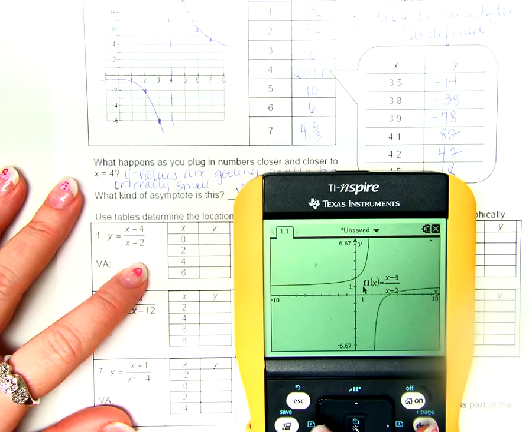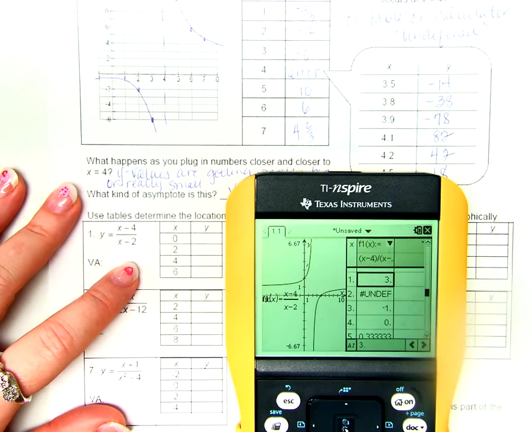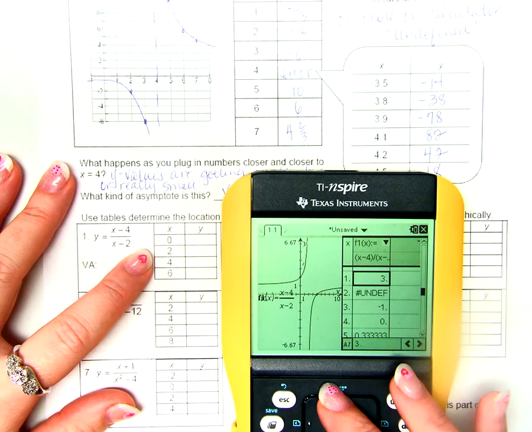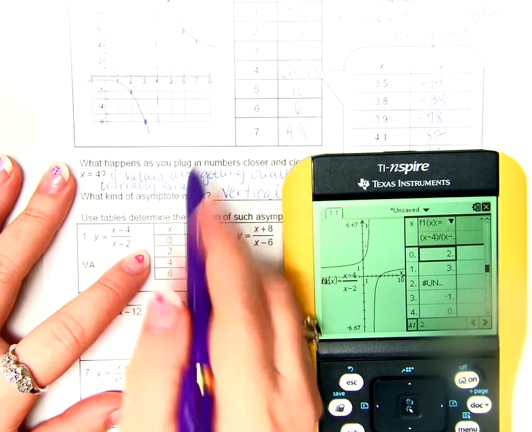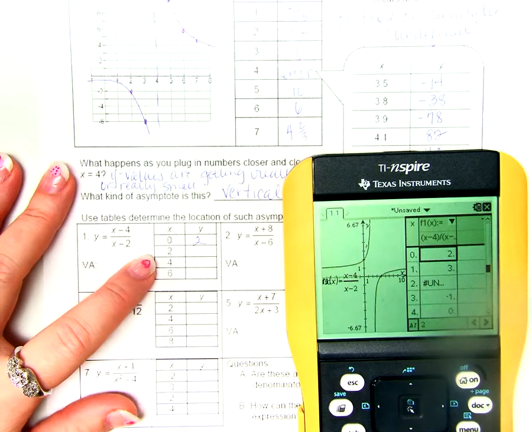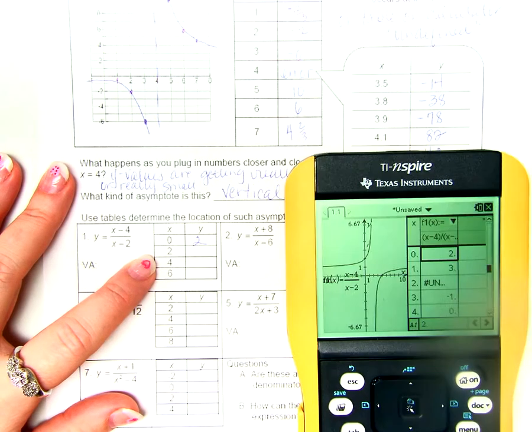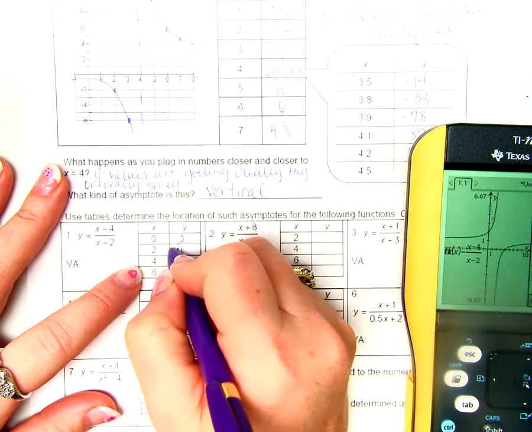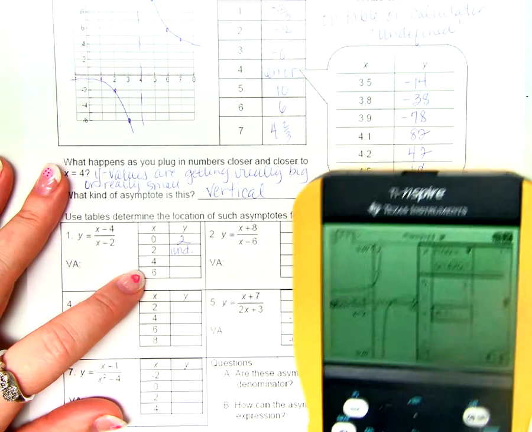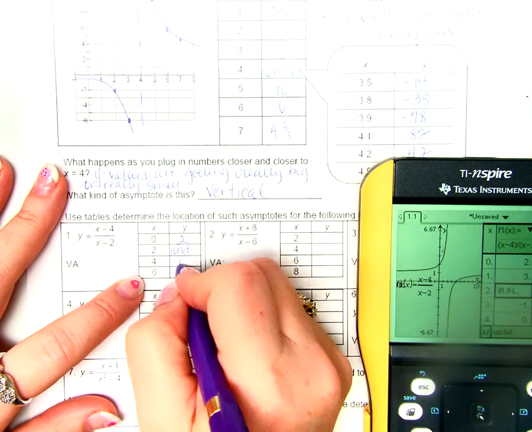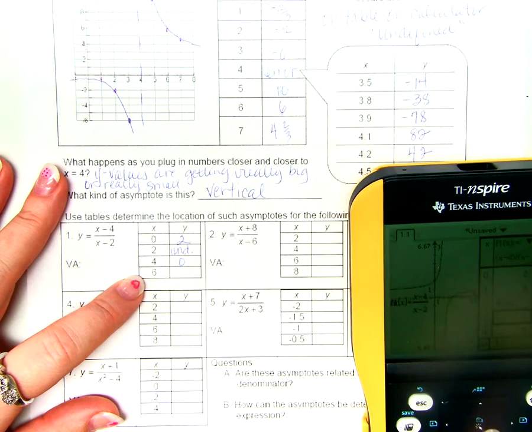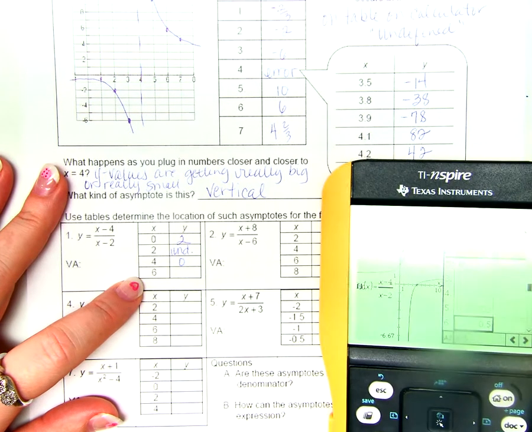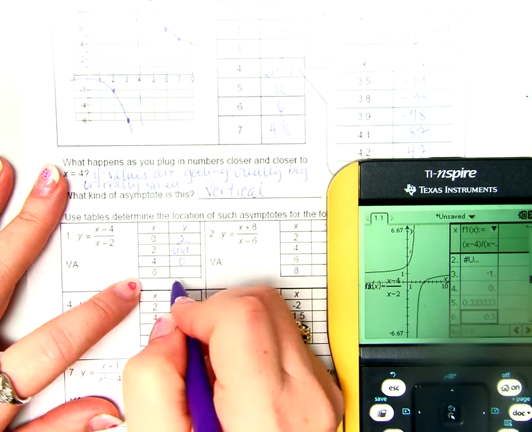So if I'm just looking at the table, Control T, at 0, it's 2. At 2, there's an error, or undefined. At 4, it's 0. And at 6, it is 0.5.